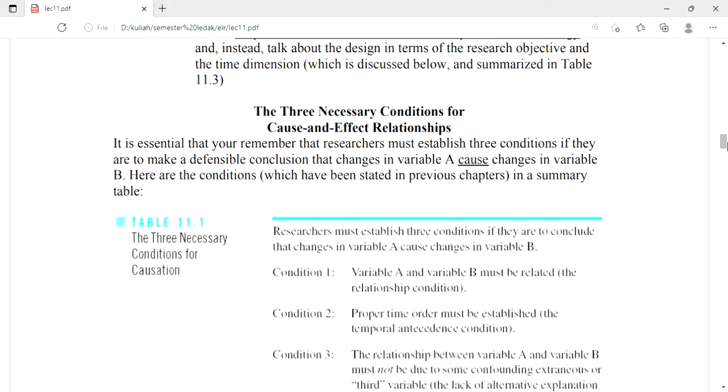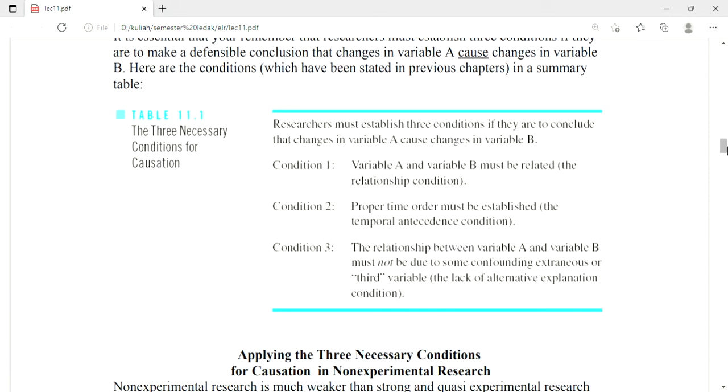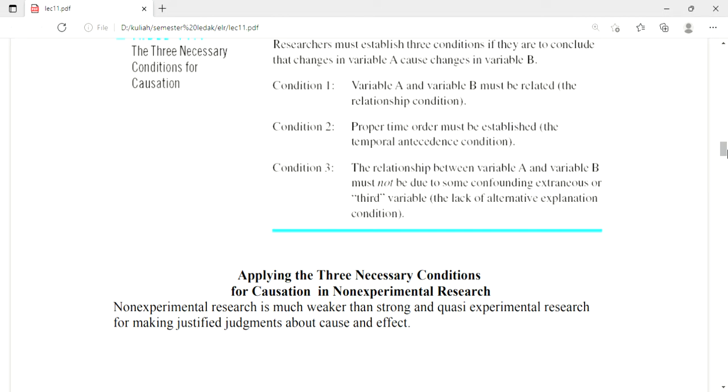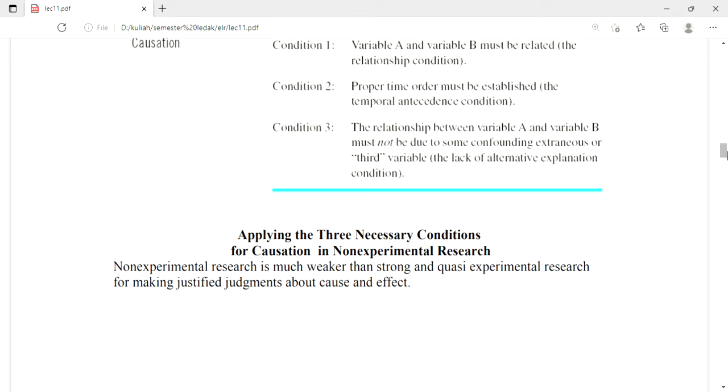Here are three necessary conditions for a cause and effect relationship. The first one is condition number 1, variable A and variable B must be related. Condition number 2, proper time order must be established. And then condition number 3, the relationship between variable A and variable B must not be due to some confounding, extraneous, or third variable.